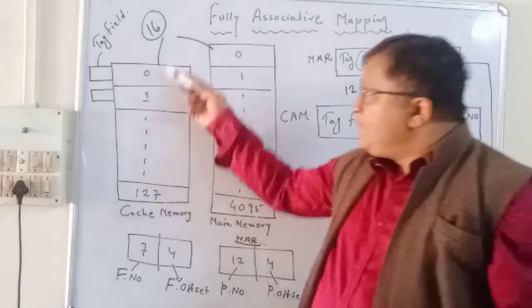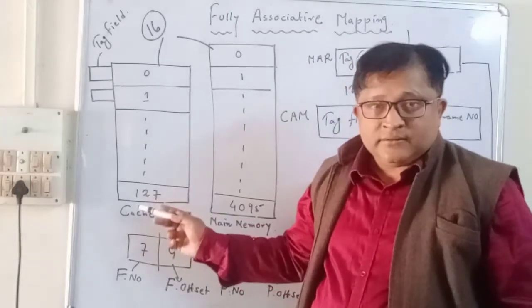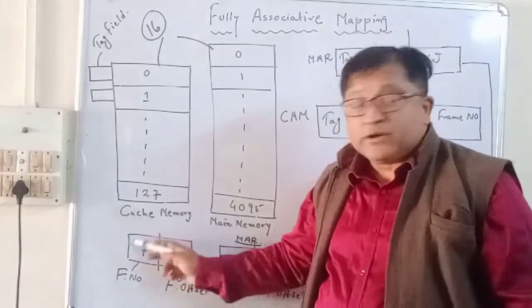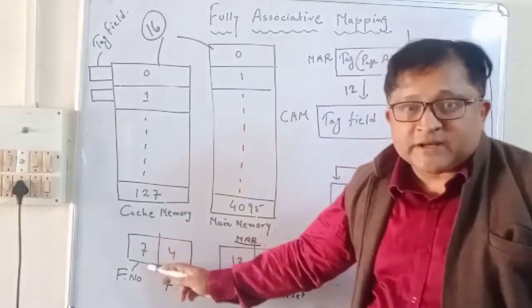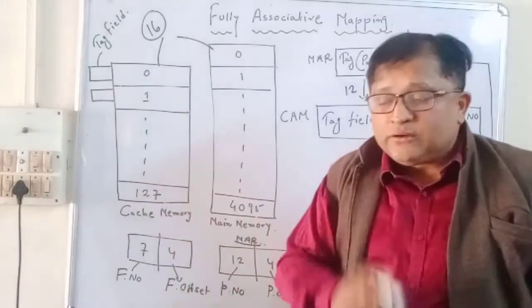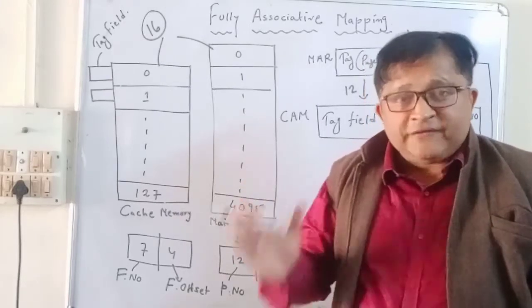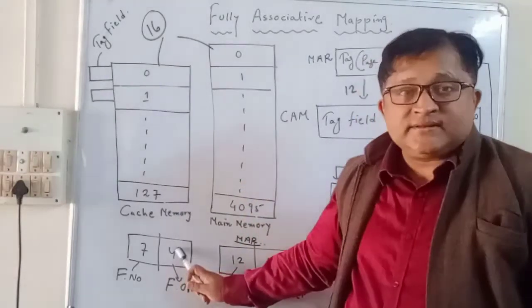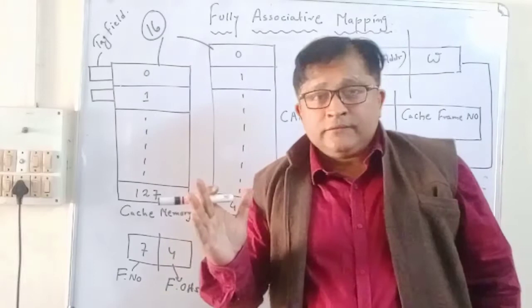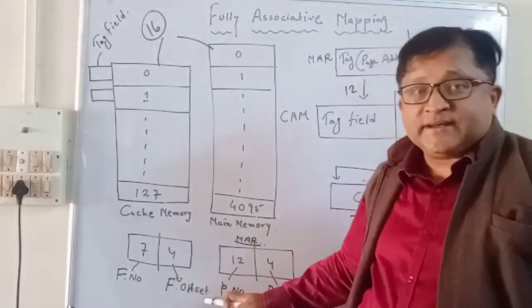How many frames are there in the cache memory? 128, which is 2 to the power 7. So 7 bits are used to represent a frame number. Each frame is divided into 16 locations, so each location can be addressed by 4 bits, because 2 to the power 4 is 16. That is, 4 bits is the frame offset.